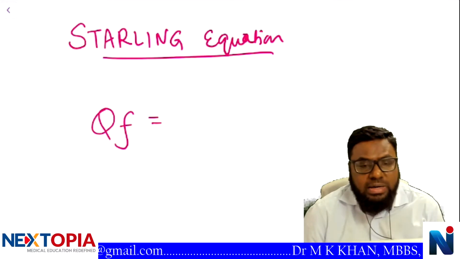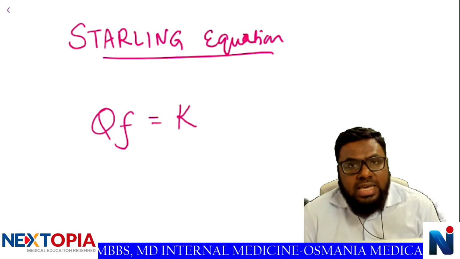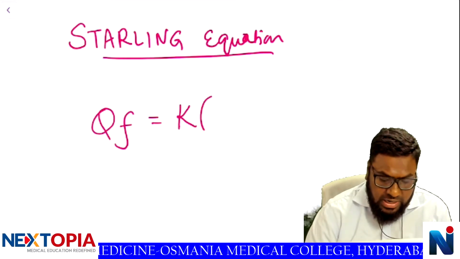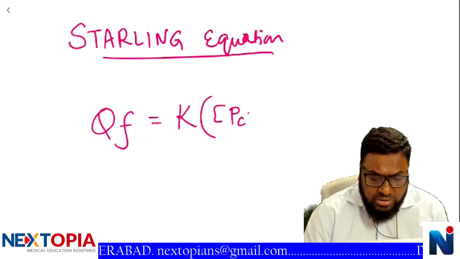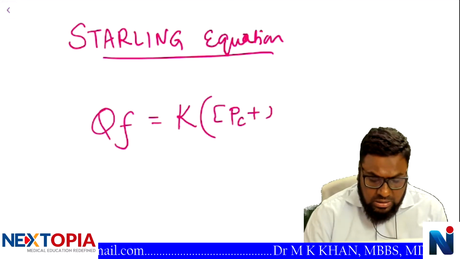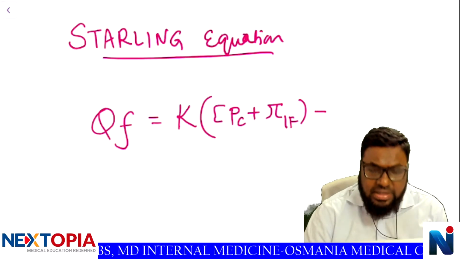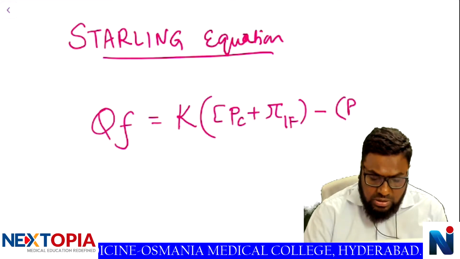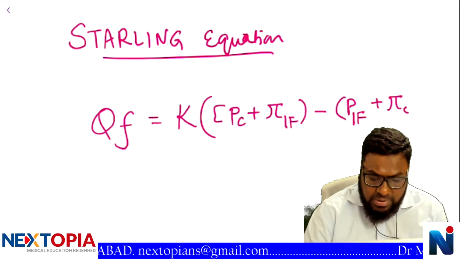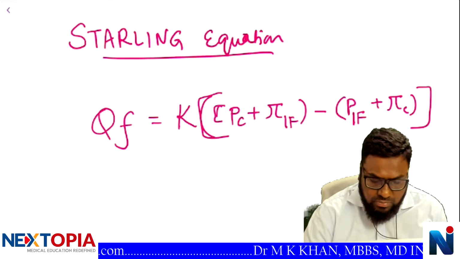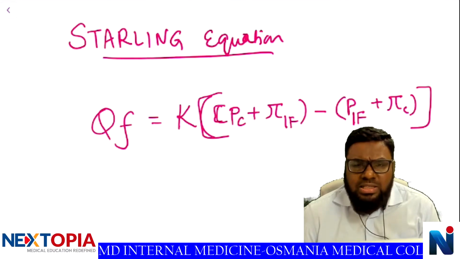QF here stands for fluid movement. Movement of the fluid is equal to K, the filtration coefficient, times the capillary hydrostatic pressure plus the interstitial fluid oncotic pressure, subtracted from the interstitial fluid hydrostatic pressure plus the capillary oncotic pressure. So this is the formula. We practically don't apply this formula. This is only a theoretical point.